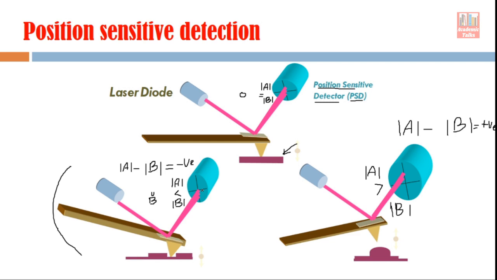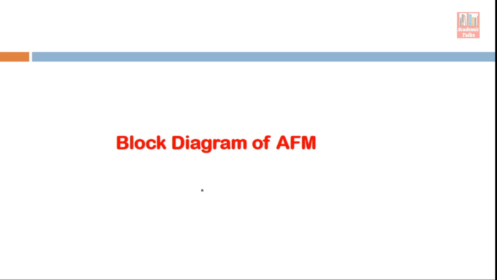Now move further. So now you understand the working principle of AFM. You know the optical detection mechanism, where the van der Waals interactions, with the help of the cantilever, are converted into the electrical signal, right?